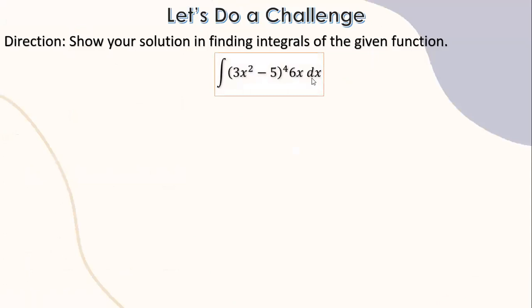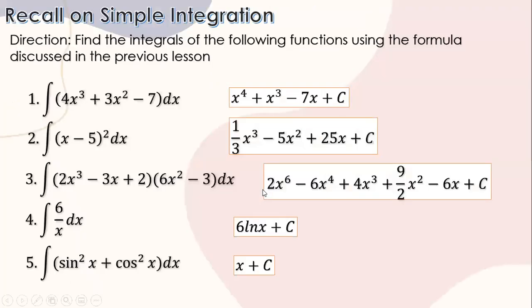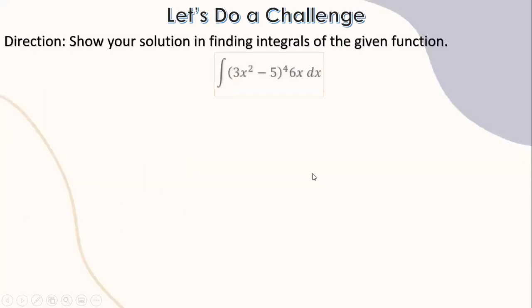Now, let's have a challenge. So, let us have this problem. Find the integral of (3x squared minus 5) raised to the fourth, times 6x dx. So, yung kanina, may example tayo, di ba? Itong naka-raise, x minus 5 raised to 2. So, kung kanina, tinry natin.